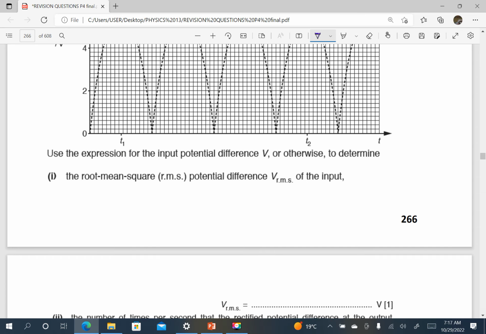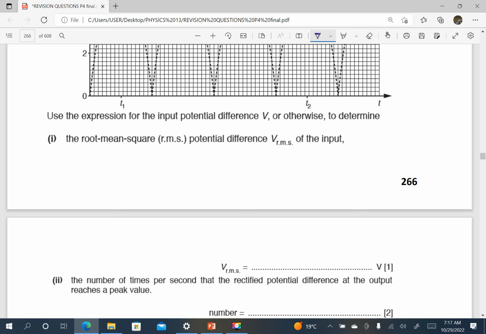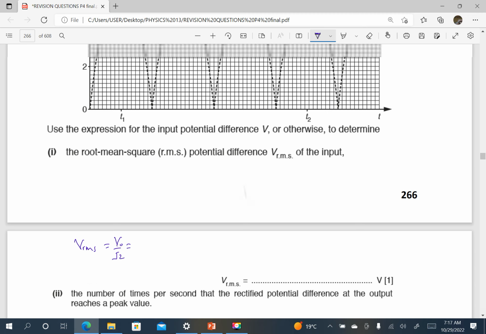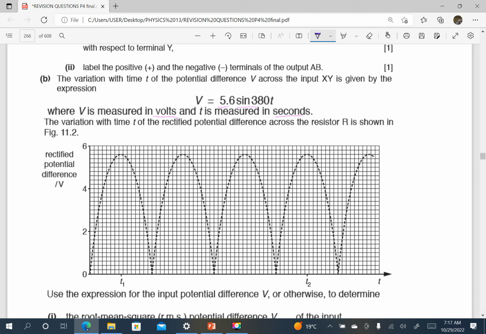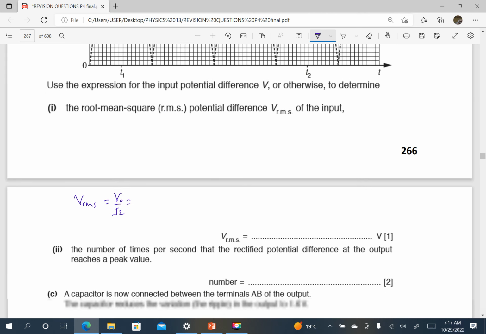To determine the root mean square potential difference, V root mean square, of the input. We know from our last lessons, V root mean square is equal to V naught over root 2. And from what they have given us, V naught is 5.6. So we shall say that V root mean square is 5.6 divided by the square root of 2. And when you press your calculator, I think this is obviously 4.